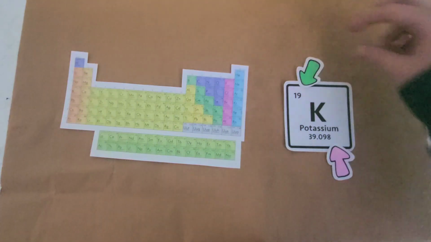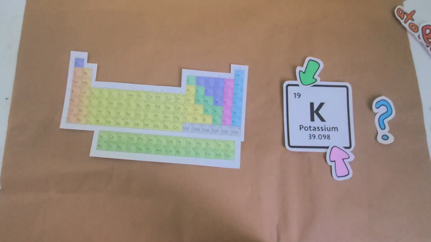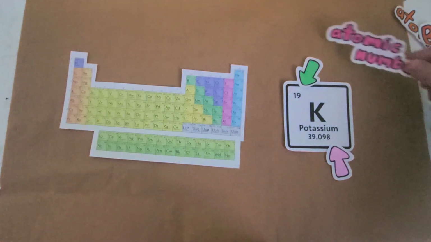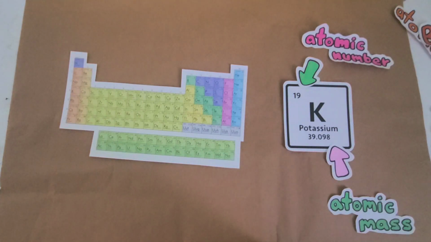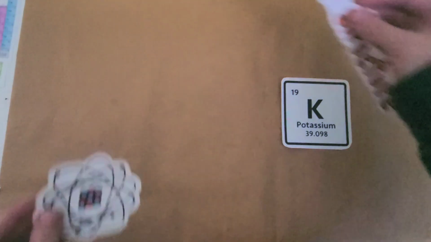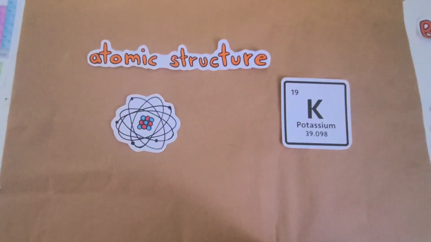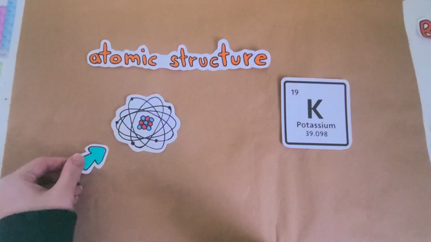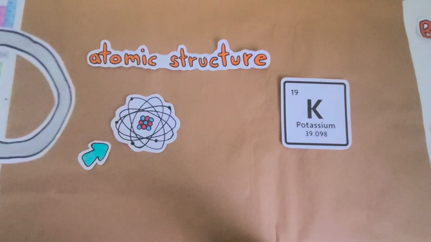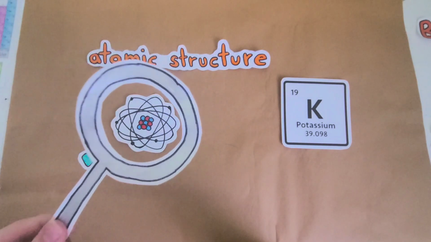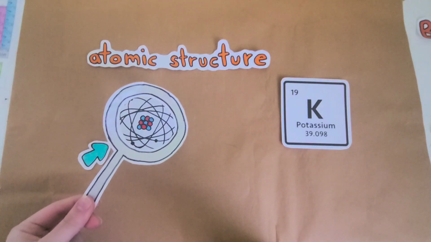But what are these numbers? What do they mean? Well, this top number is called the atomic number, and this bottom number is called the atomic mass. But what does that mean? To understand that, we're going to have to dive into atomic structure. This is an atom. Atoms are what make up elements. Atoms are so tiny that we can barely see them, even with the biggest, strongest microscopes.